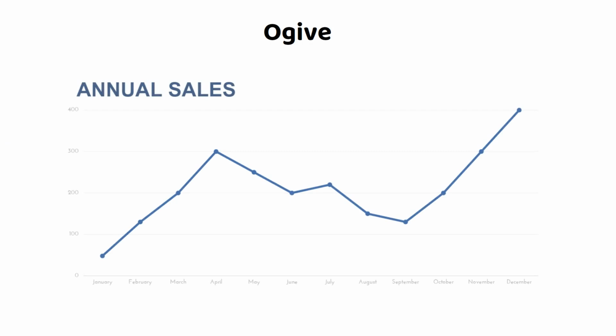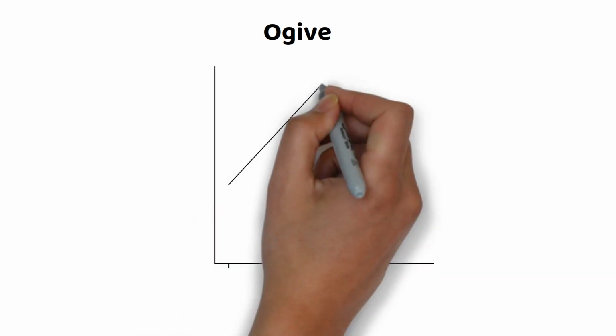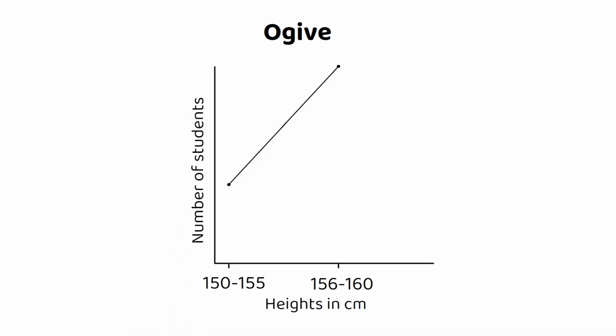Ogive. This is a line graph representing the cumulative frequency or cumulative relative frequency. It gives a running total, allowing you to understand the accumulation of data points up to each class. For example, if you wanted to find out how many students are below 165 centimeters, the ogive would help, showing cumulative counts or percentages up each height class.